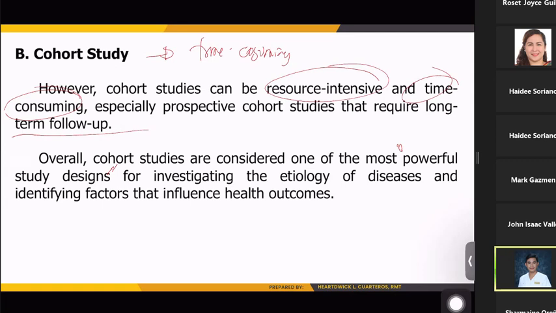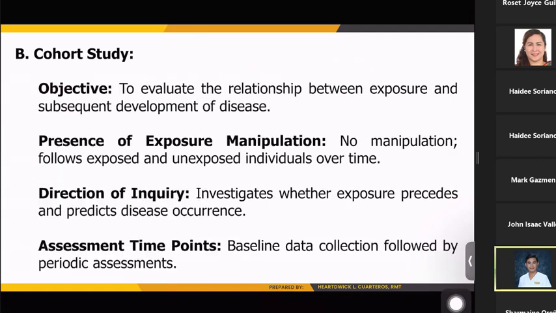Okay? Health outcomes. Now, we have here the objective. The objective of your cohort study is to evaluate the relationship between exposure and subsequent development of a disease. So, presence of manipulation, no manipulation pa rin, because it is under observational, under characterization of health phenomena. It just follows up exposed and unexposed individuals over time. Okay? So, direction of inquiry investigates whether exposure precedes and predicts disease occurrence compared to those unexposed individuals.